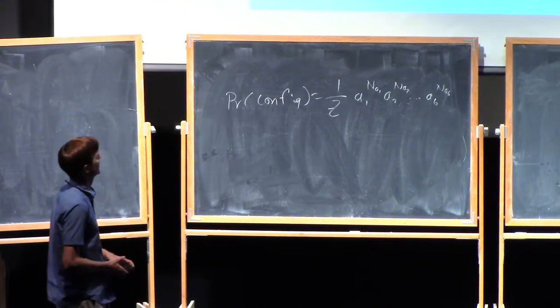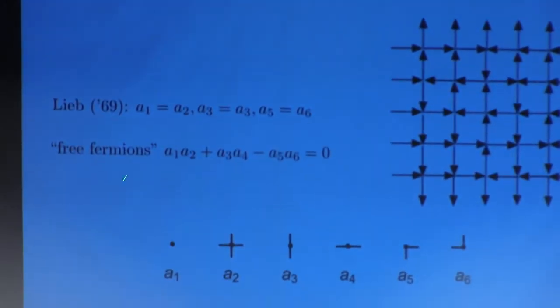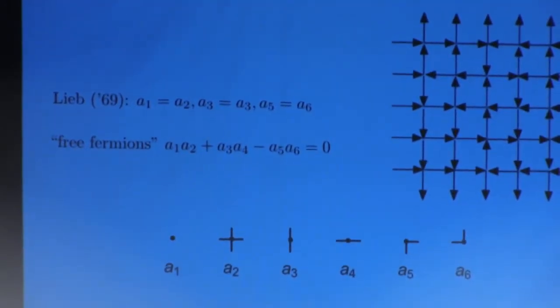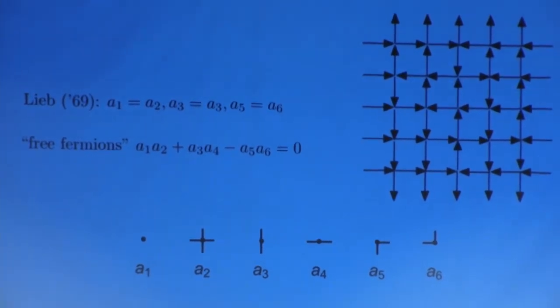Another case which has been solved is the so-called free fermion case, and I won't explain why we use that terminology, but it's another subspace of the set of all weights for which there are explicit solutions using determinants and linear algebra. Okay?